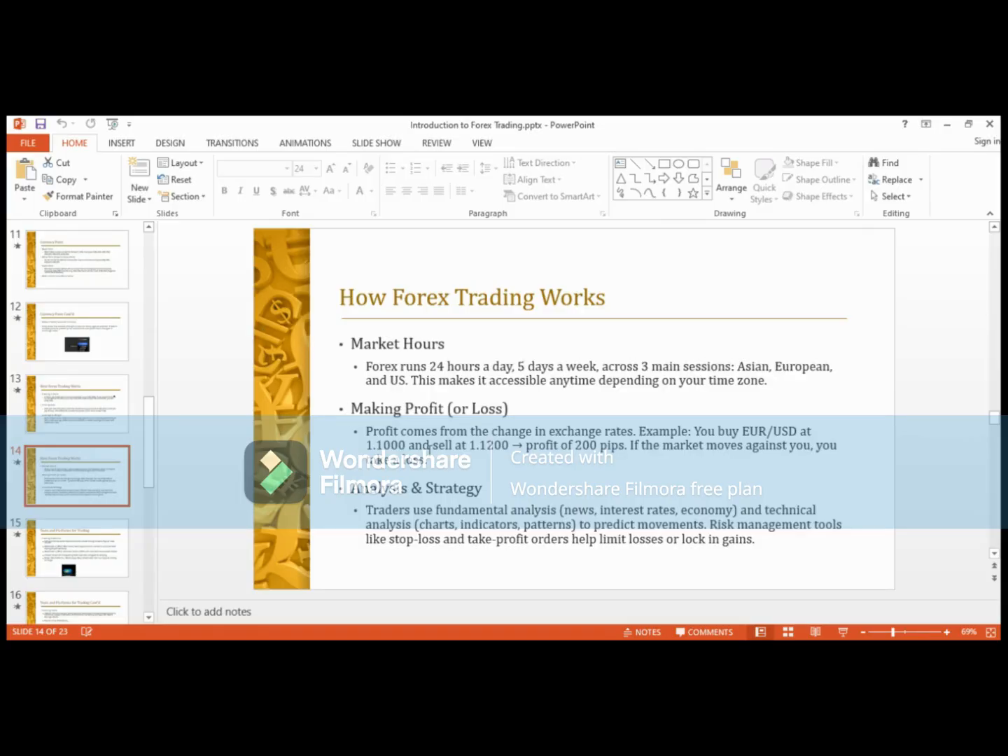Analysis and strategy. Traders use fundamental analysis, which is the news, interest rates, and the economy, and technical analysis, that's chart indicators and patterns, to predict price movement. Risk management tools like the stop loss and take profit orders help limit losses or lock in gains.